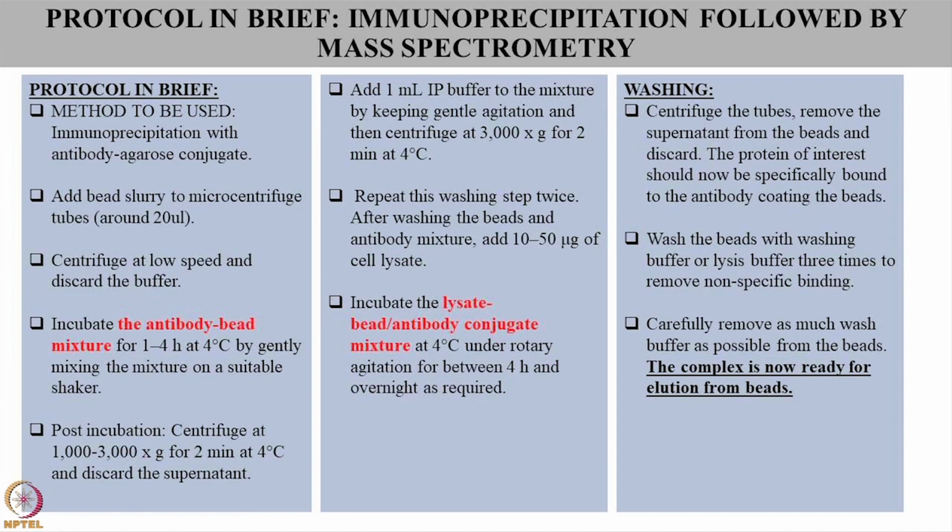And then this lysate-bead-antibody conjugate mixture you can keep with gentle rotary agitation at 4 degrees for overnight binding. Again, it depends on your experiment. If you have already verified the response using a Western blot, you will know how much of the protein of interest is in your sample. So accordingly you can design. If you think that it is too abundant, then maybe you might not go for an overnight incubation. So these things can be optimized.